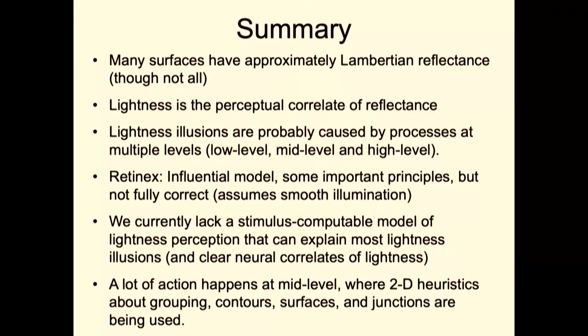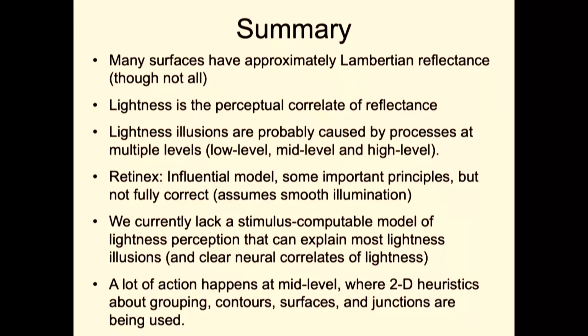We talked about Retinex as one example of an influential model. It illustrates some important principles that probably have some truth: the idea that abrupt edges have a big influence on perceived lightness and reflectance estimates. But it's pretty clearly not fully correct. In particular, the main shortcoming is that it assumes that illumination varies smoothly, and that is not always the case.